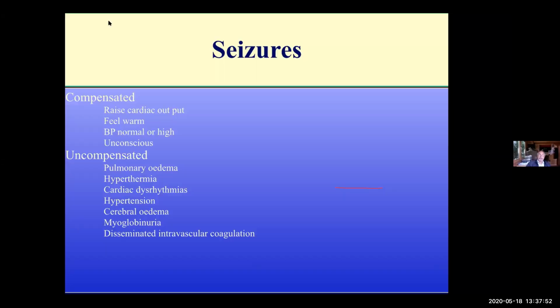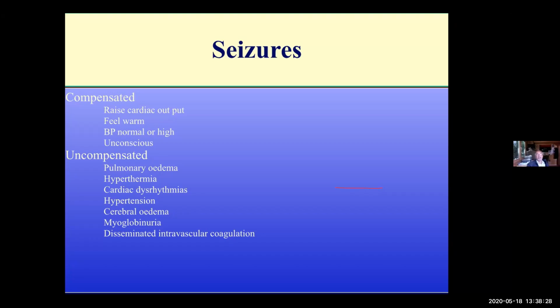Now the seizures. The seizures will be covered in the next 10 lectures. I'm just in the compensatory phase here, in recognizing the children. So when they come in status epilepticus, that means a seizure of more than 15 or 30 minutes, they have a raised cardiac output, feel warm, blood pressure normal or high, and are unconscious. Remember, children in status are unconscious. So make sure the airway is patent, give oxygen, and then put them in the recovery position.